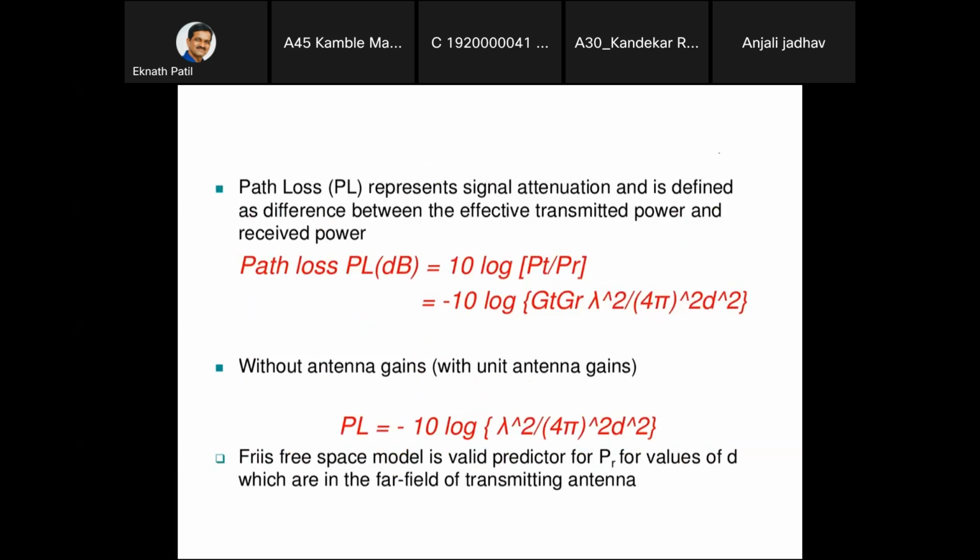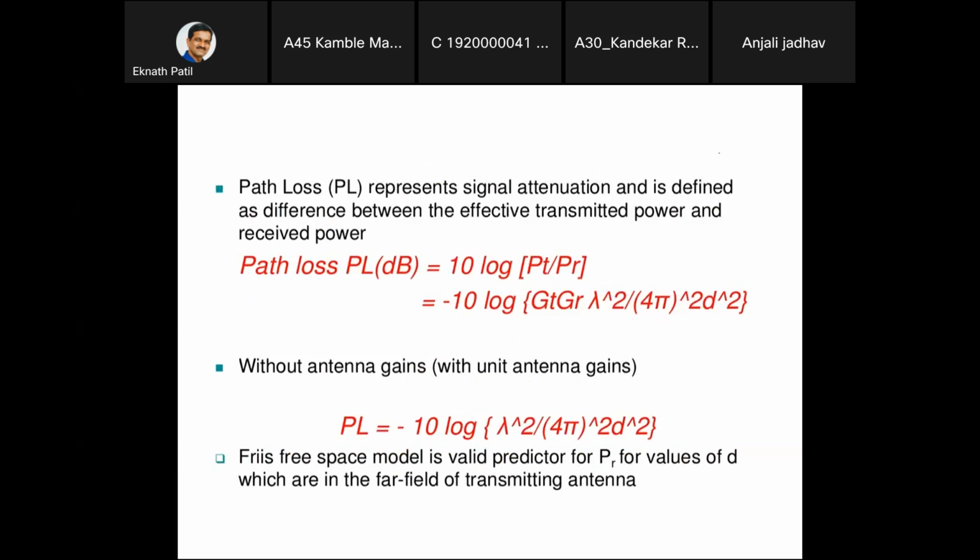Now we are moving towards the calculation of the path loss, and the main thing we are going to calculate is the path loss only. It represents the signal attenuation and is defined as the difference between the effective transmitted power and the received power. So path loss PL in dB is equal to 10 log PT divided by PR. It is how much transmitted power there is, and how much is the received power at the receiver side.